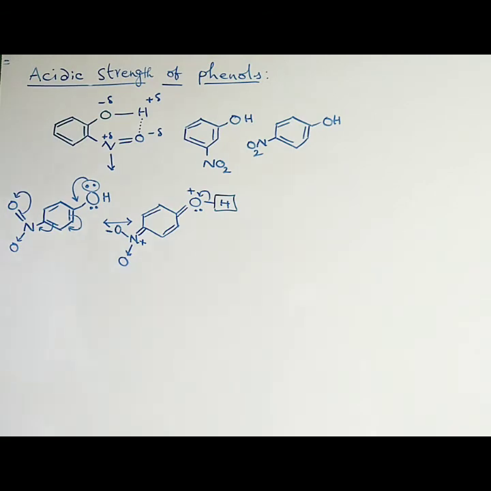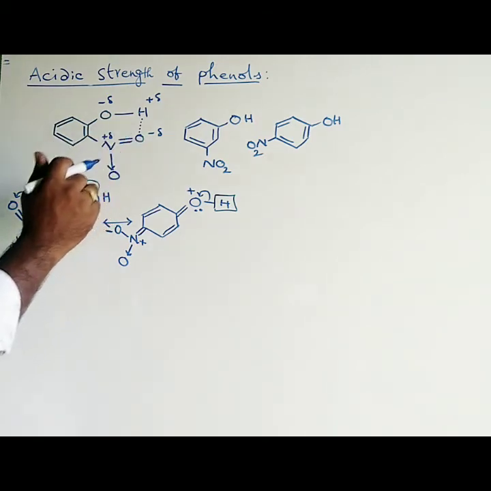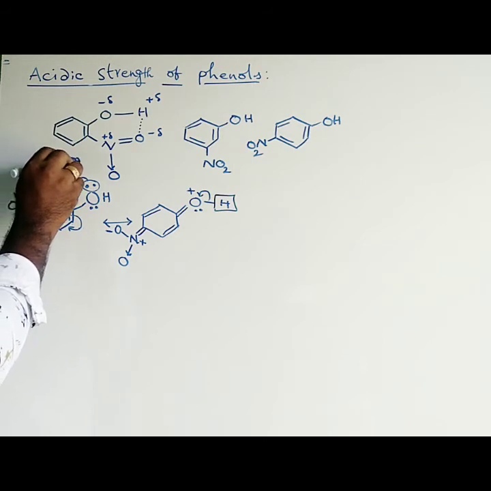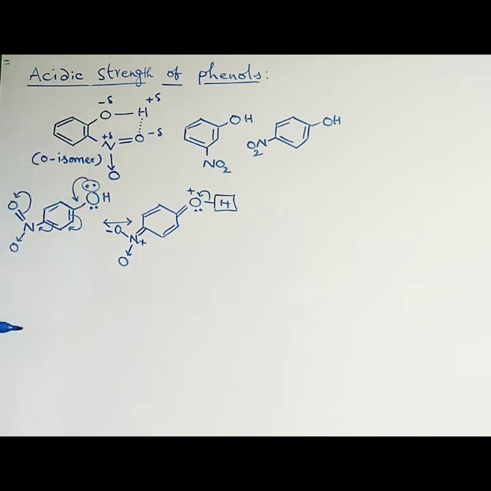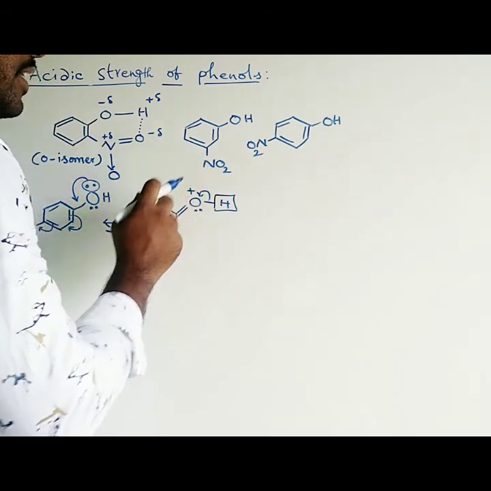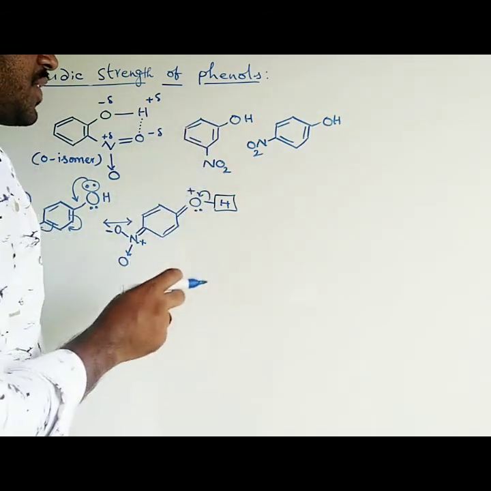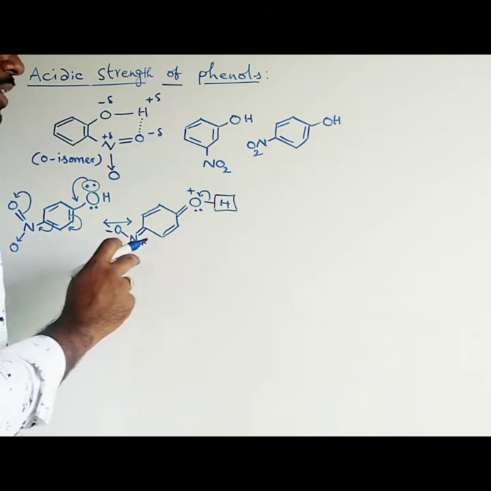Due to this intermolecular hydrogen bond, the hydrogen cannot be released as H plus even though NO2 group is an electron withdrawing group, which causes more acidic strength to the phenol. So due to this intermolecular hydrogen bond, the ortho isomer is not a strong acid. Looking into the meta isomer, at meta position, delocalization, that is, resonance structure possibility, will not be there. It will not be there.